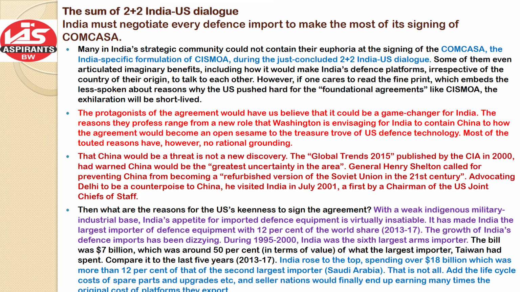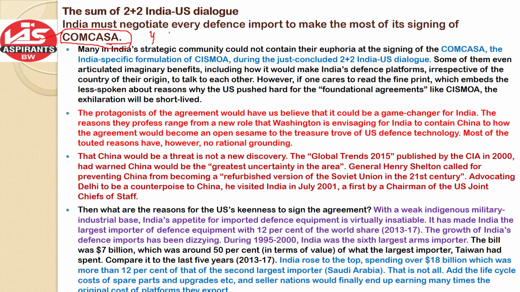The last article is regarding the 2+2 India-US Dialogue. So first of all, what is COMCASA? COMCASA stands for Communications Compatibility and Security Agreement. So this is COMCASA, and it is one of the 4 fundamental agreements which the US signs with its allies and close partners.